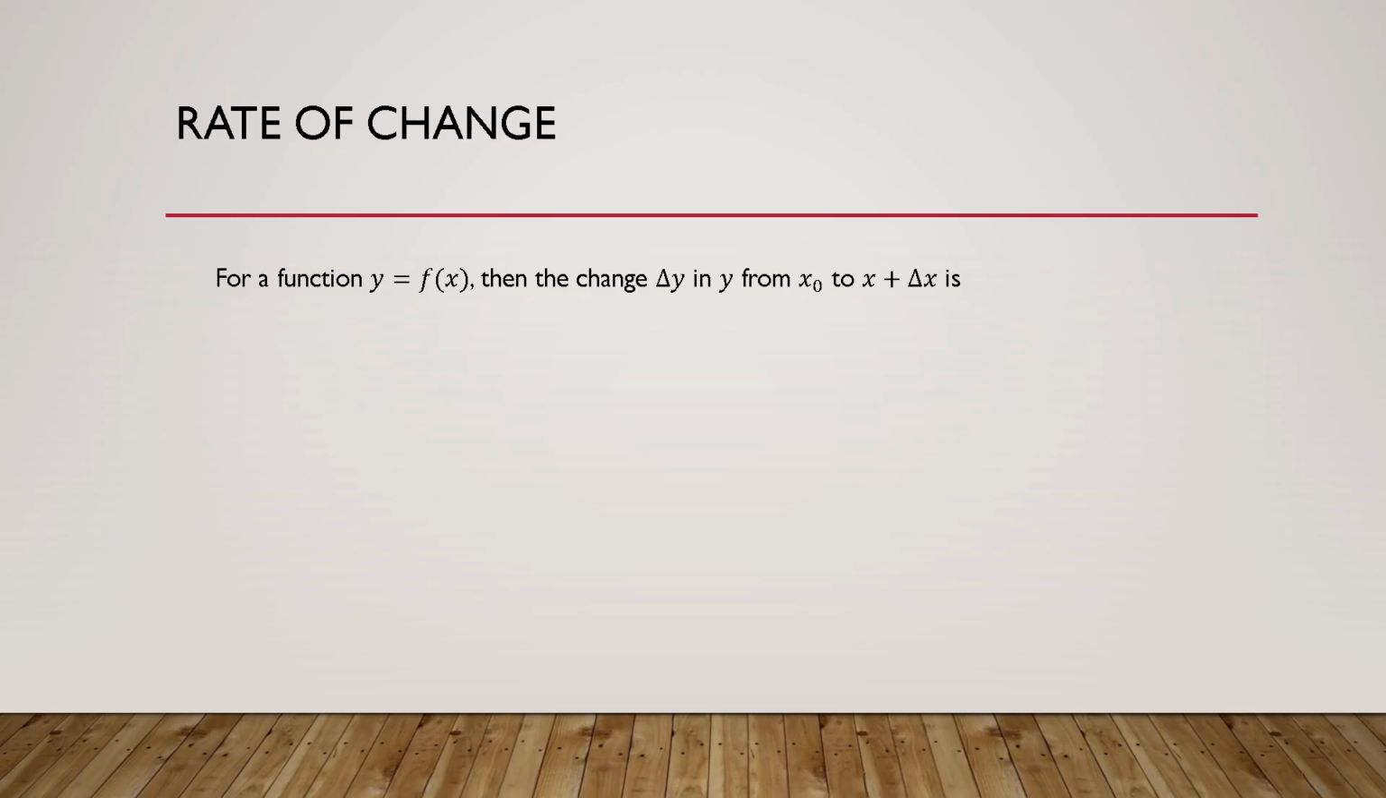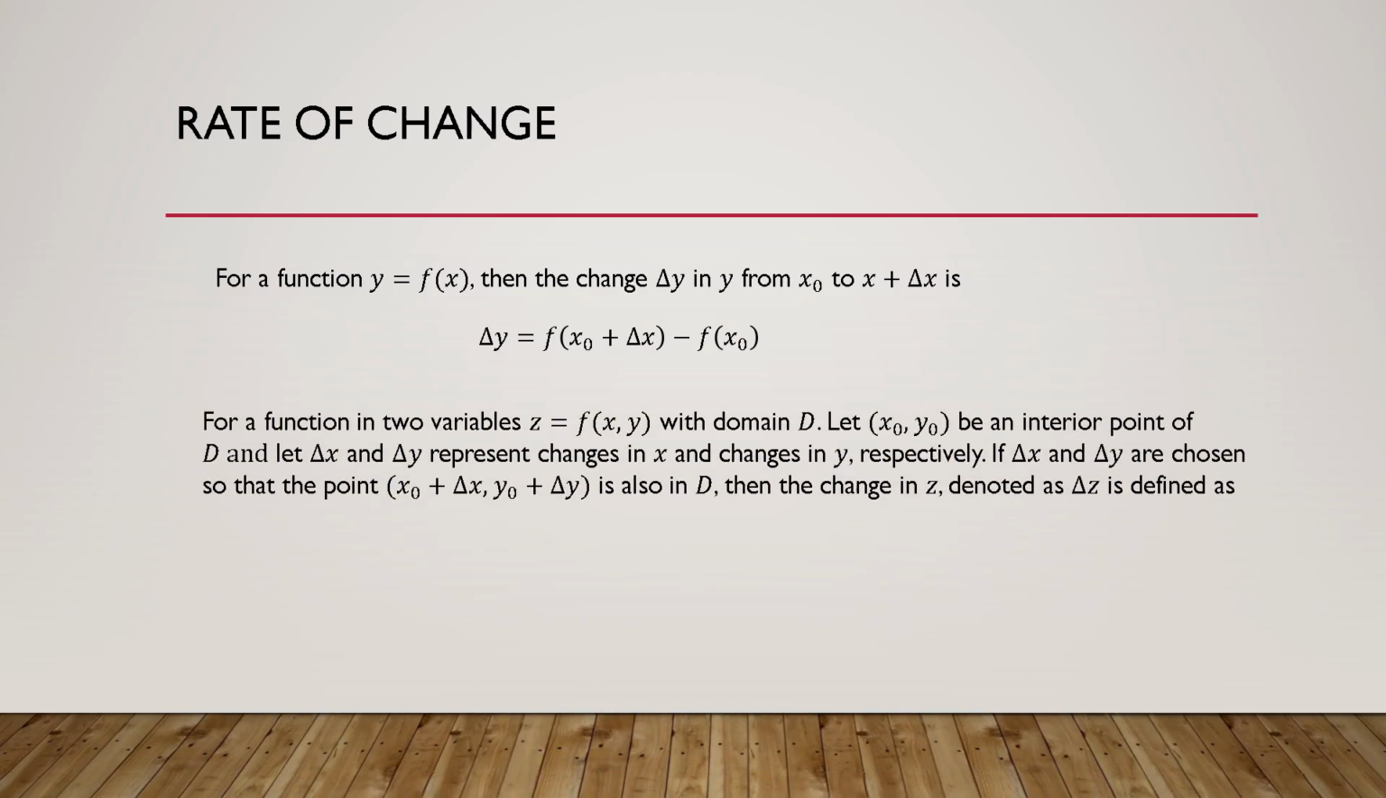For a function y equals f of x, the change delta y in y from x sub 0 to x sub 0 plus delta x is delta y equals f of x sub 0 plus delta x minus f of x sub 0. For a function in two variables, z equals f of xy, with domain D, let x sub 0, y sub 0 be an interior point of D, and let delta x and delta y represent changes in x and changes in y respectively.